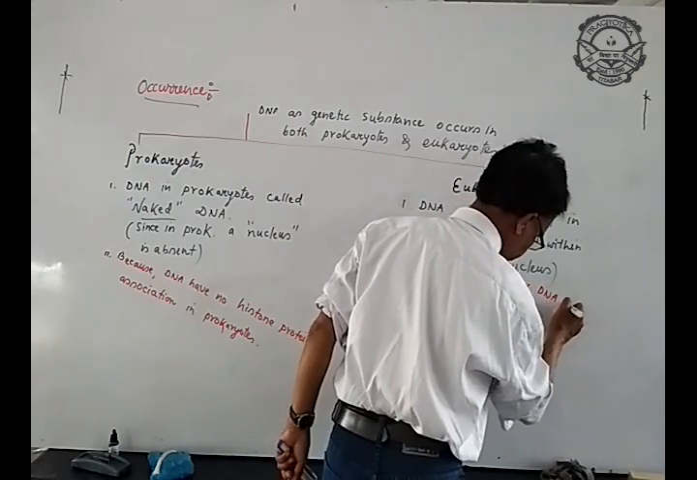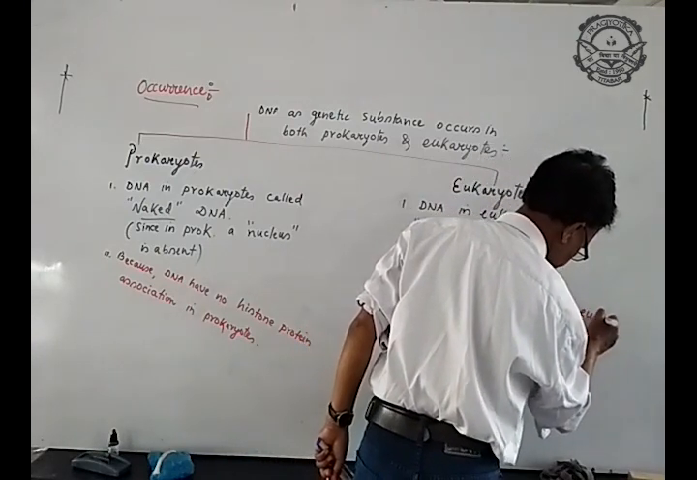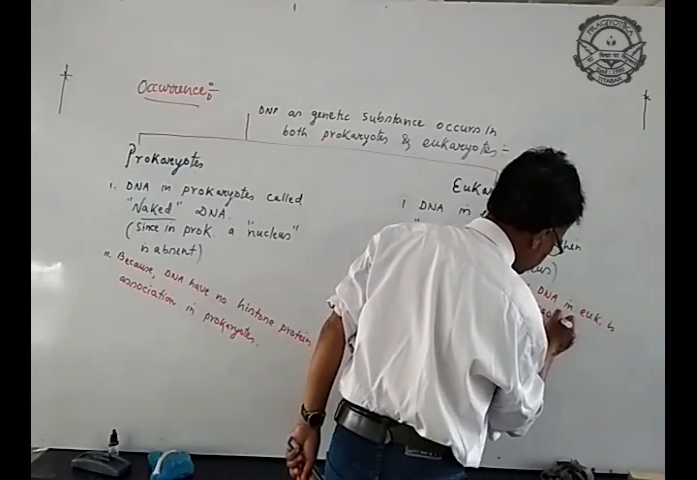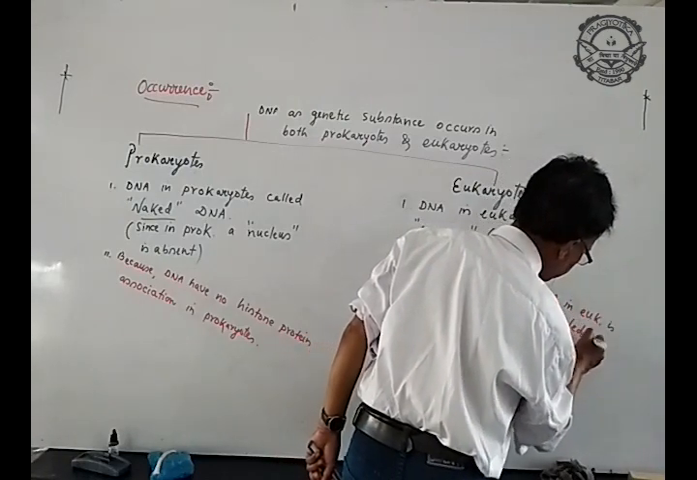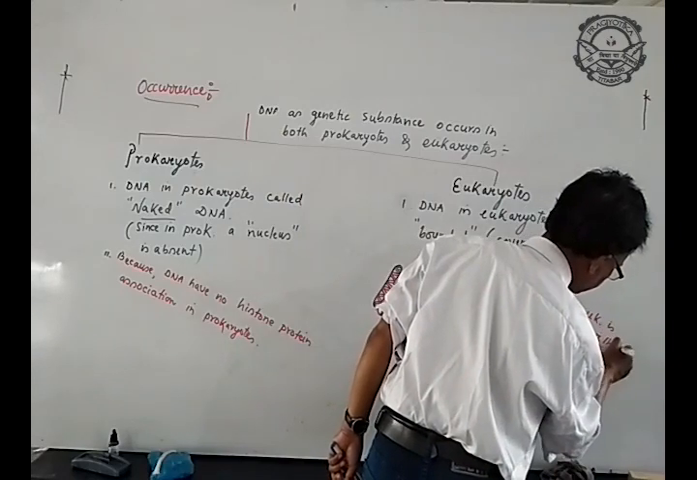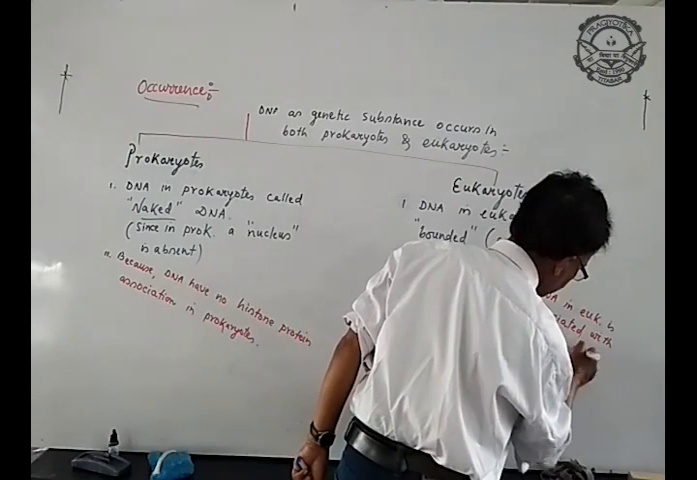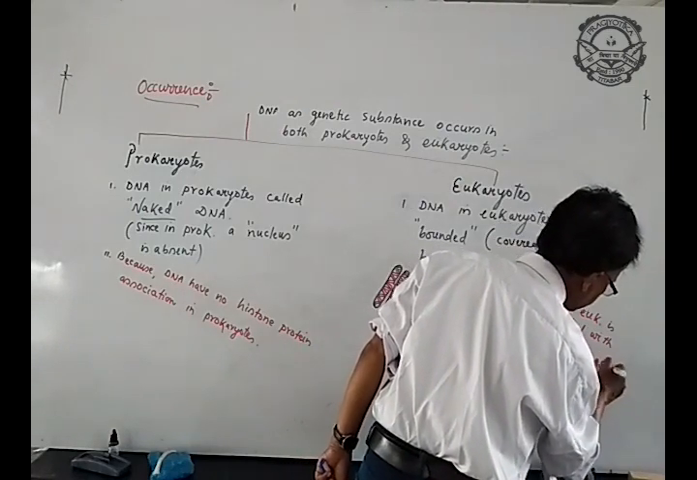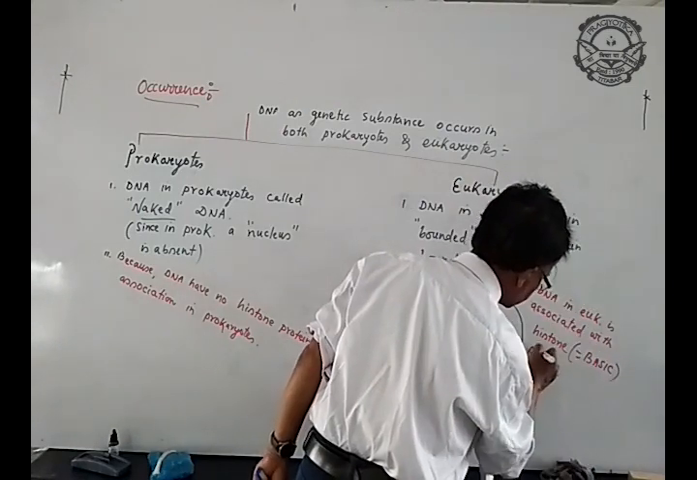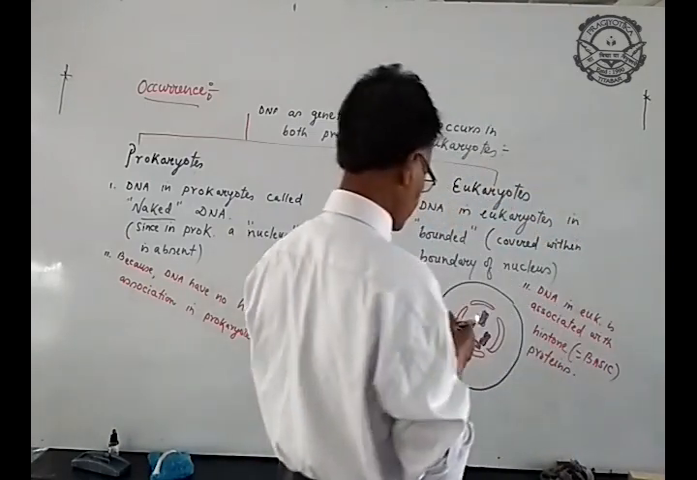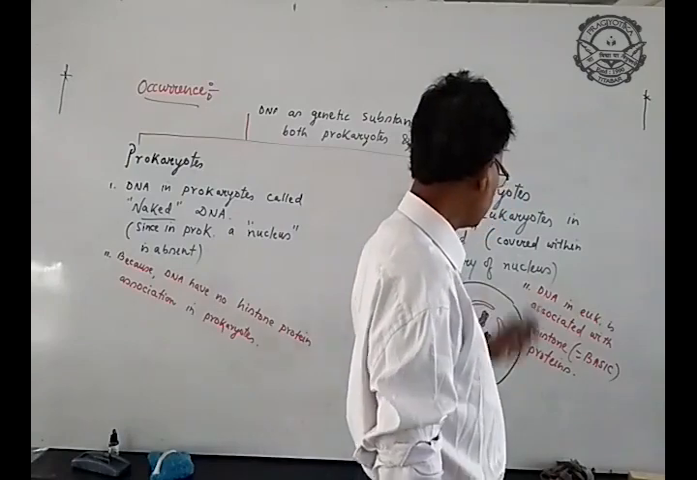DNA in eukaryotes remains associated with histone protein. Histone means basic protein. These are basic proteins, histone proteins. The association is between histone protein and DNA.